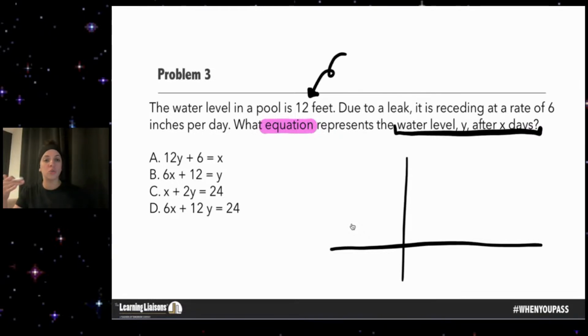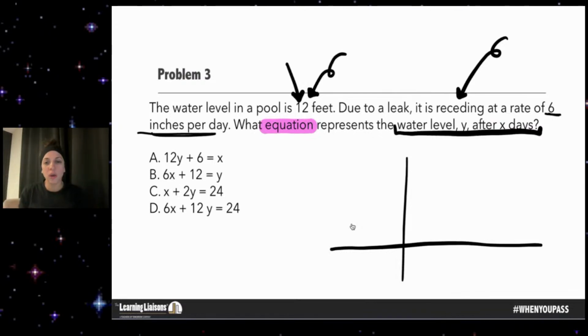And then due to a leak, it is receding. What does receding mean? Decreasing, going down. The water is disappearing. So my slope is going to have to be negative because the water is going down at a rate of 6 inches per day. Well, there's a problem. They have a rate that doesn't match the units that my original number was given in. So I'm either going to have to transfer the 12 into inches or the 6 into feet.